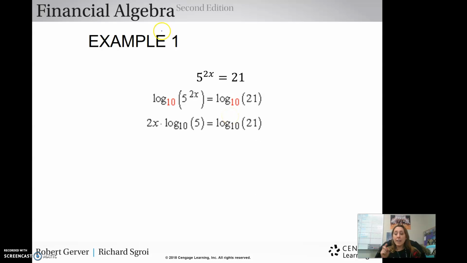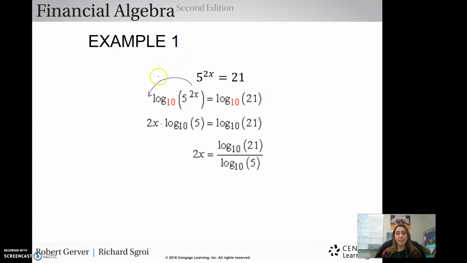Then, because of that rule we learned, if it's to this power, we actually can throw it right out front. So that's what happened right here. It got thrown right out front. So now I have 2x times some number equals a number, because log base 10 of 21 is just a number. I just don't know what that number is. It's a really small number, but it's a number nonetheless. You'll get a decimal if you put it in your calculator.